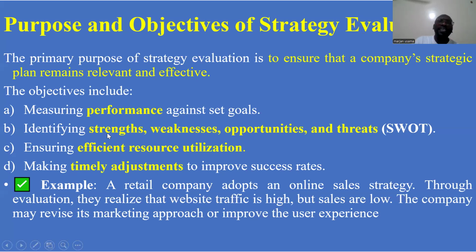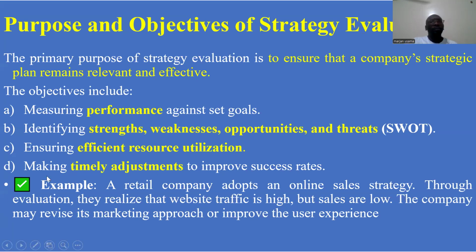Okay, number two, identifying strengths, weaknesses, opportunities, and threats. Remember, when we were talking about the environmental analysis, we talked about this SWOT analysis. So it is part and parcel of what? Of strategy evaluation. Then ensuring efficient resource utilization. So when we are evaluating, we can be able to know where to put more resources and where to do what? Not to put more resources. There are some areas that are not doing okay. So we remove the resources from area A, we allocate it to area B. That is only after evaluation.